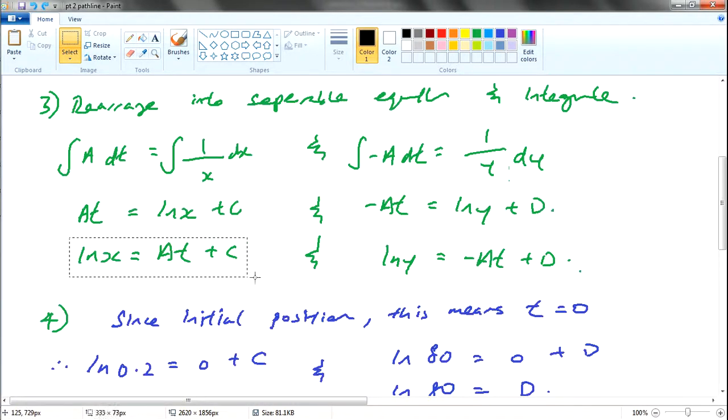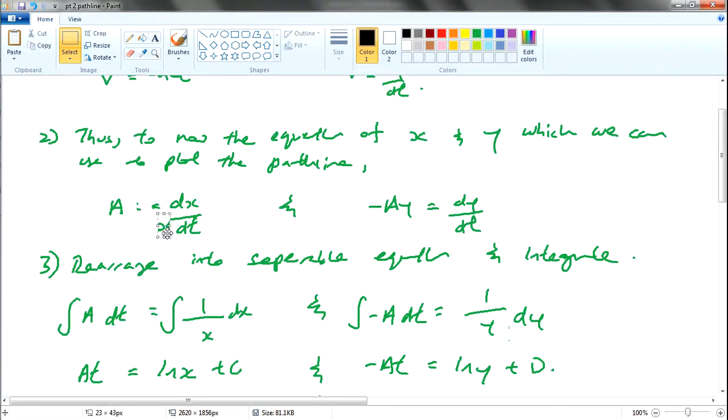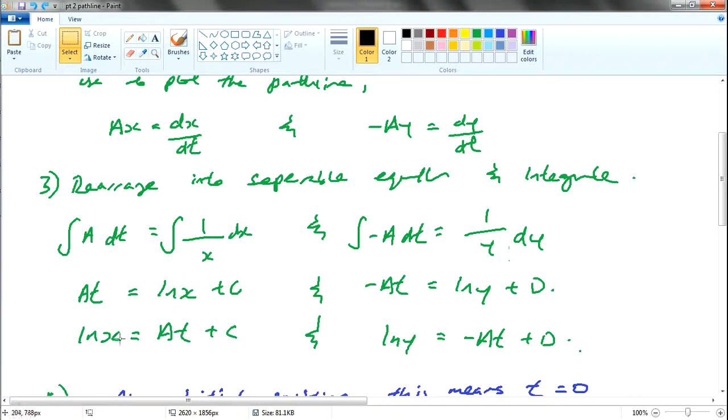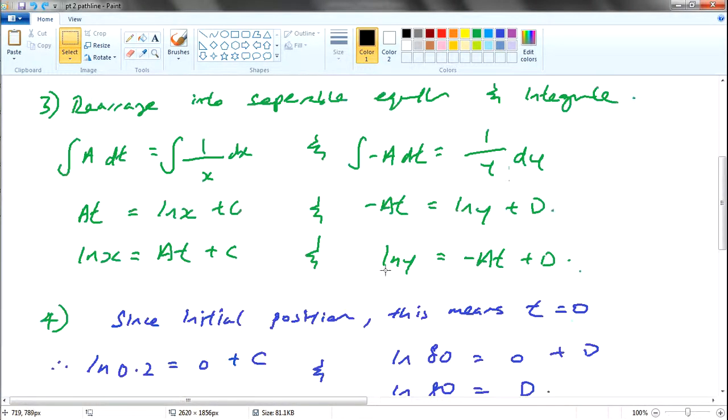So eventually you'll get ln x equals at plus c. Because if you integrate a, you have at, right? Then you integrate 1 over x because you bring the x down. So you have this thing over here and this thing over here. Be careful when you are dealing with these two equations. Ln x, if you are integrating x, plus c. If you are integrating y, you have some other constant. So this constant is different from your c constant. So be very careful when you do this.